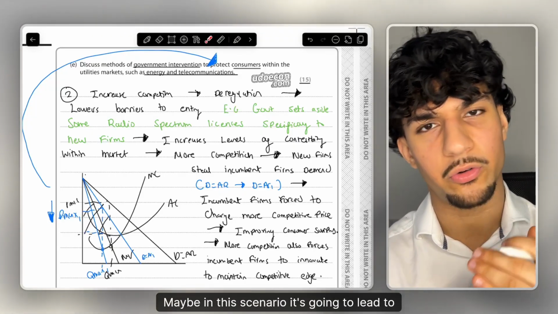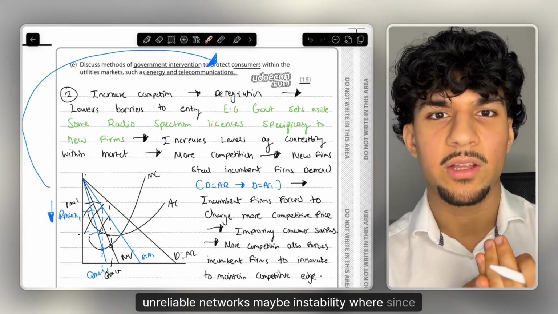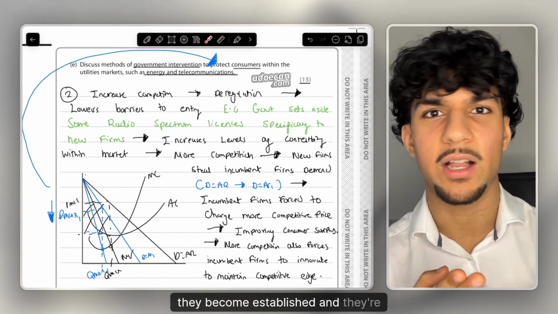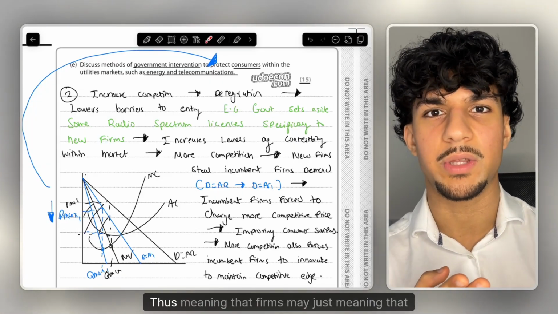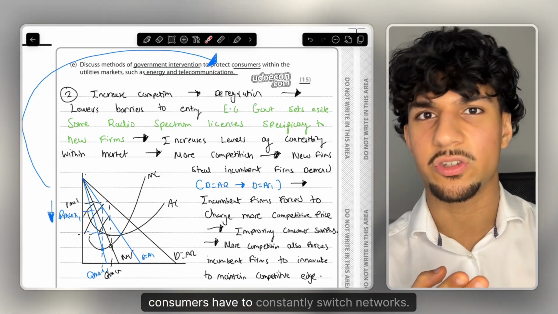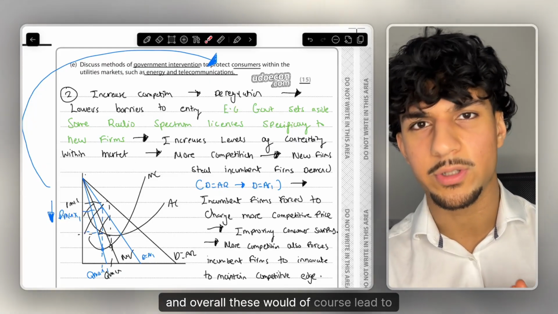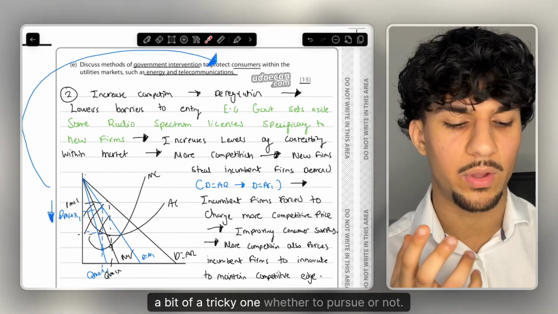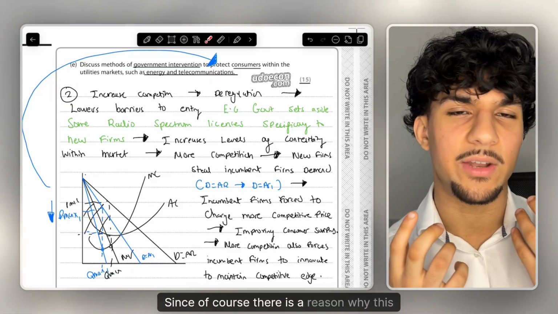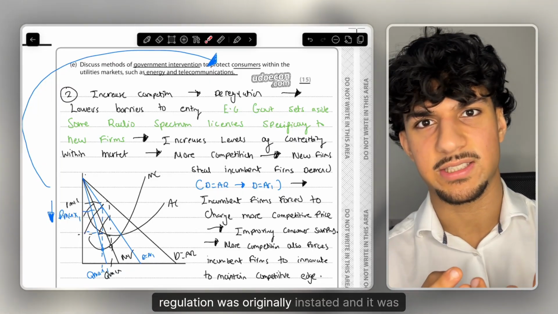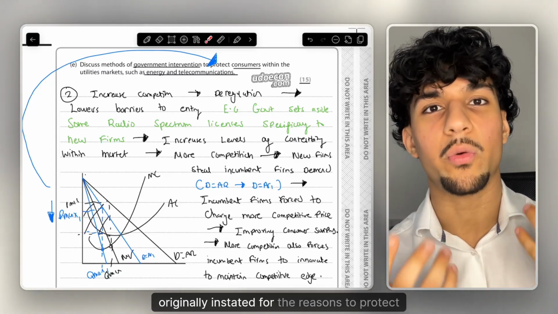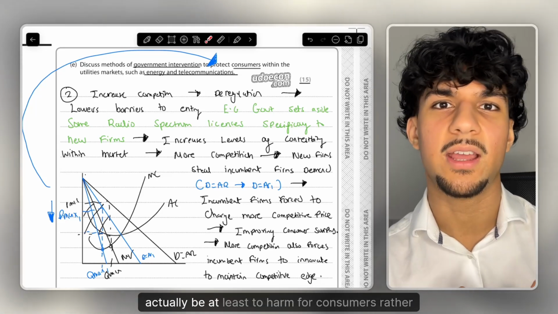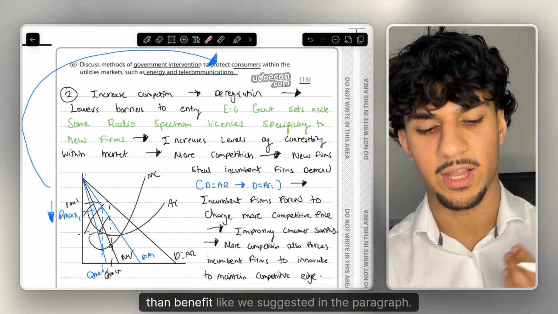Maybe in this scenario, it's going to lead to unreliable networks, maybe instability, where since there's not much regulation in the market, new firms enter the market, they become established, and they're not run well, and they leave instantly, meaning that consumers have to constantly switch networks. Overall, these would lead to worsening consumer outcomes. So deregulation is always a bit of a tricky one whether to pursue or not, since there is a reason why this regulation was originally instated, and it was to protect consumers. So by removing it, a massive consequence could actually be harm for consumers rather than benefit, like we suggested in the paragraph.